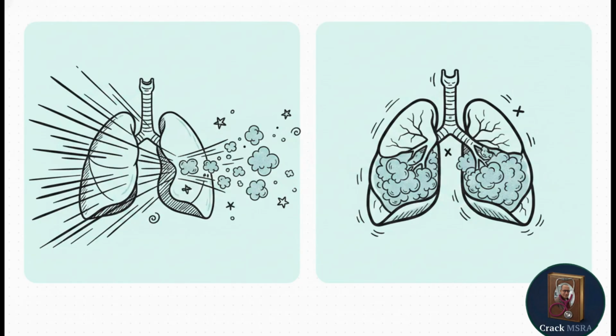Type 2, however, that's hypercapnic. Your PaO2 is low, sure, but your PCO2 climbs way above 6.0 kilopascals. Why? Because the mechanical pump is broken. Whether it's from COPD, severe obesity, or an opioid overdose, that alveolar waste gas is just accumulating.